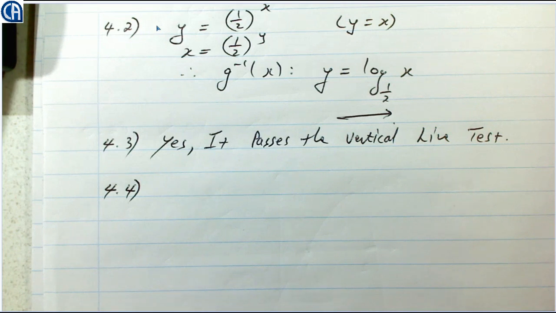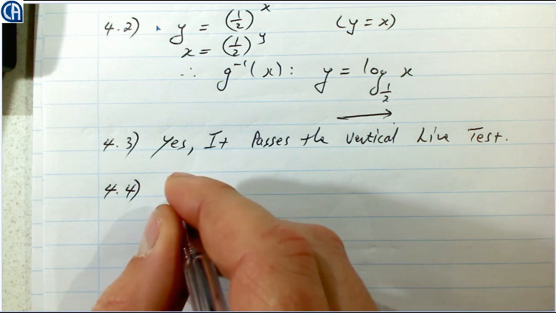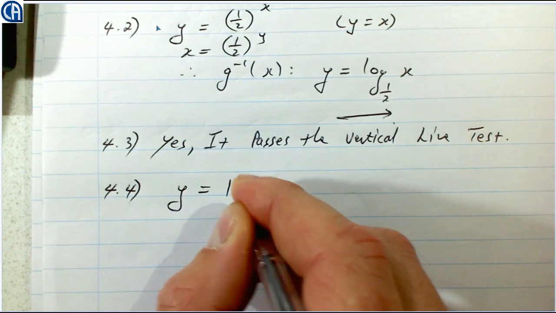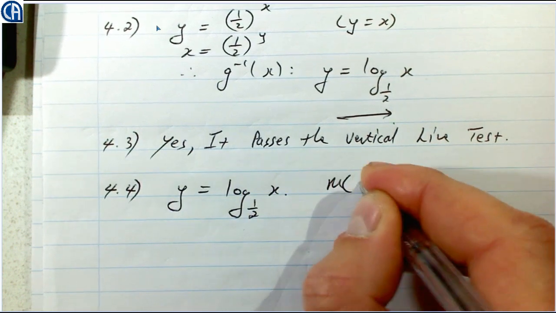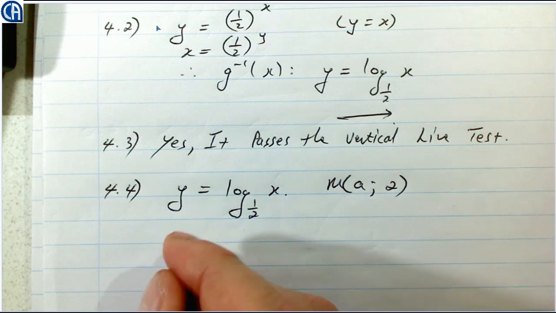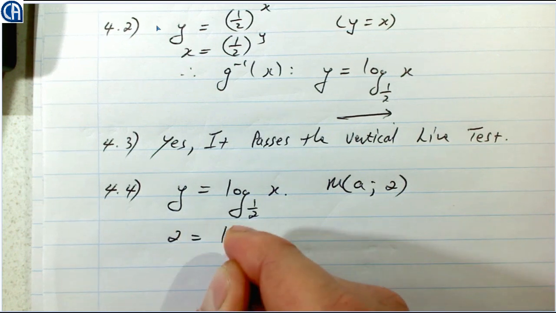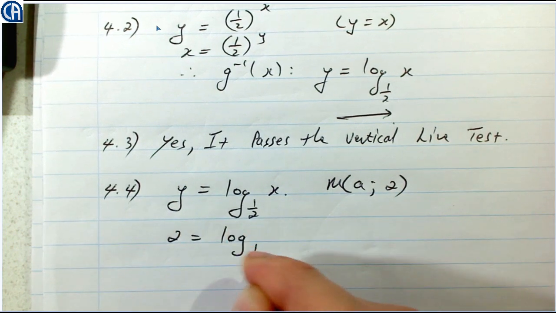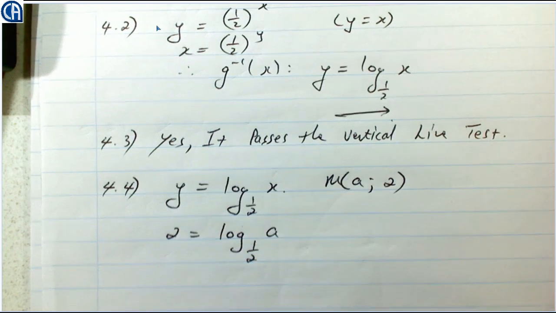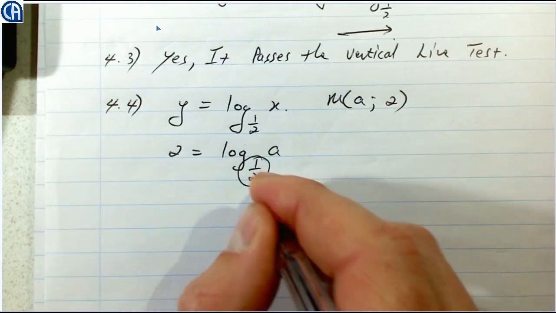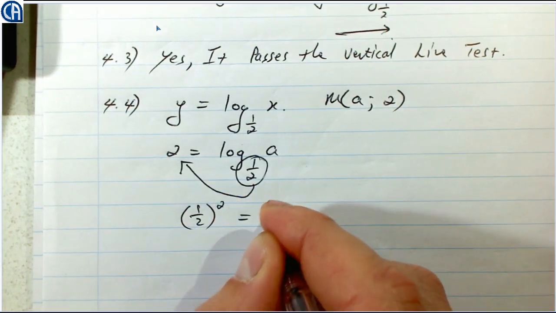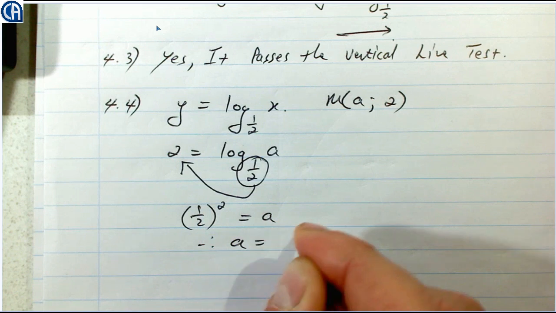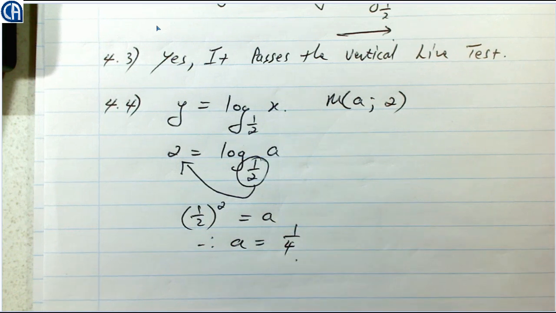Right. 4.4. If m lies on g inverse, calculate the value of a. Right. So the inverse is y equals log base 1/2 of x. So the point is m, which is (a; 2). So the y value is 2 and the x value is a. So what you do is you take the base and you raise it to that number. So (1/2)^2 is equal to a. So therefore a equals (1/2) squared, which is 1/4.